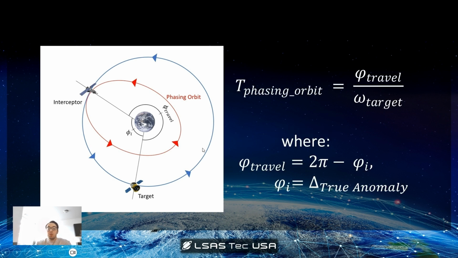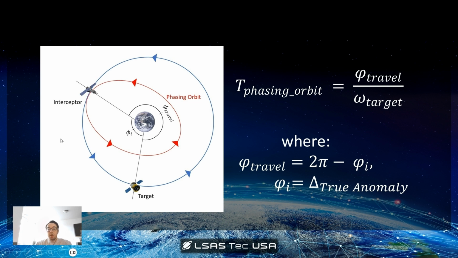This duration can be calculated by dividing the angular section the target needs to cover to get to the position of our interceptor at the time of its maneuver by its angular speed. That's what you can see here with phi travel and little omega target, where phi travel equals 2 pi minus phi initial, the initial difference. Phi initial being the delta between the true anomaly of your target and your interceptor, so target true anomaly minus interceptor true anomaly.